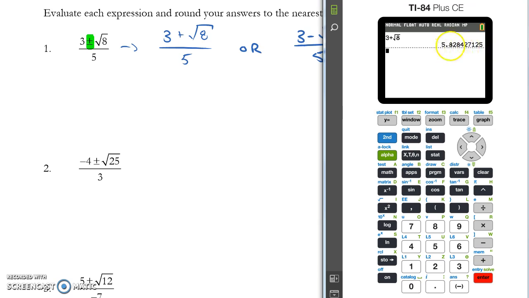That gives me a decimal. I'm not going to write that decimal down. I am not going to round yet. It makes no sense to do so.